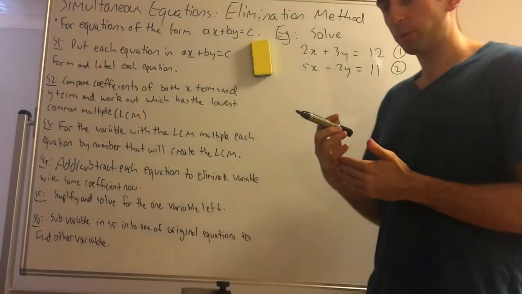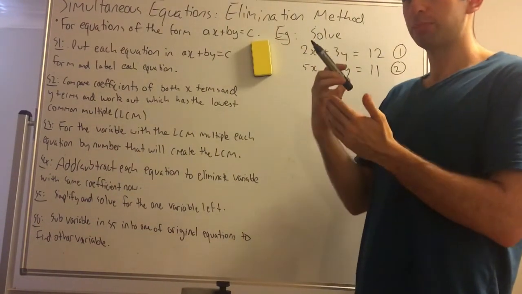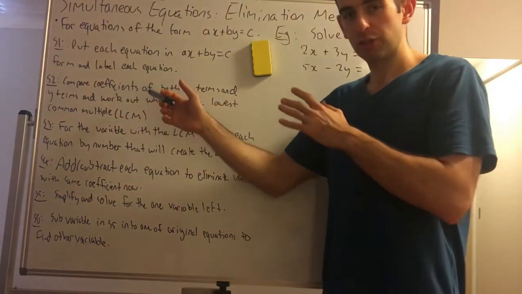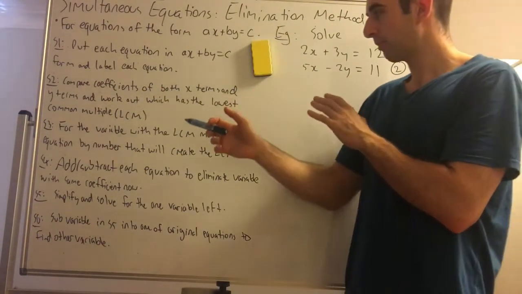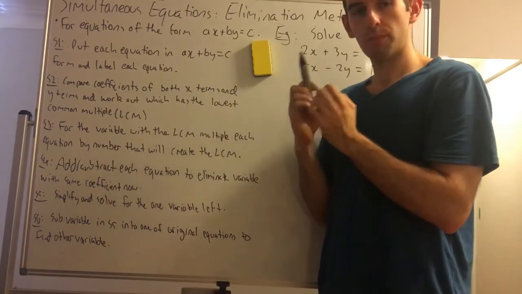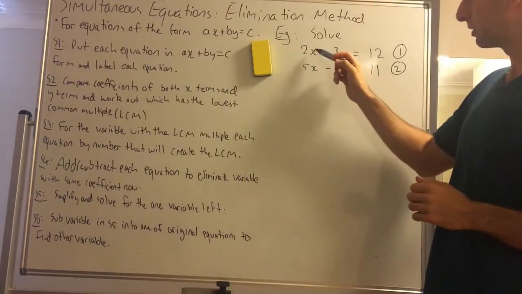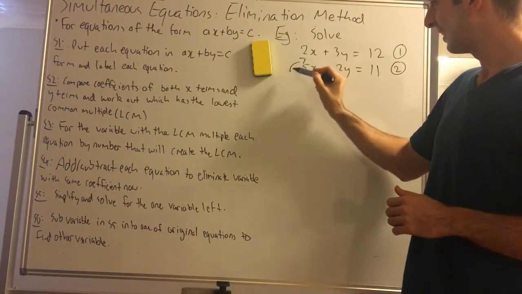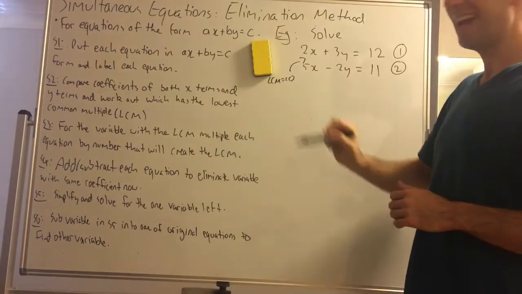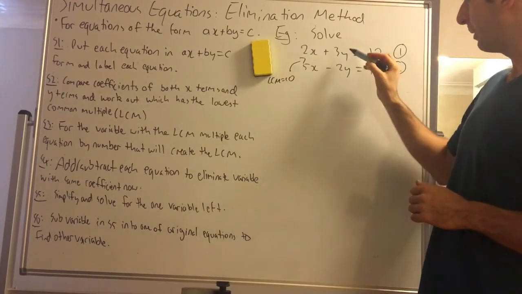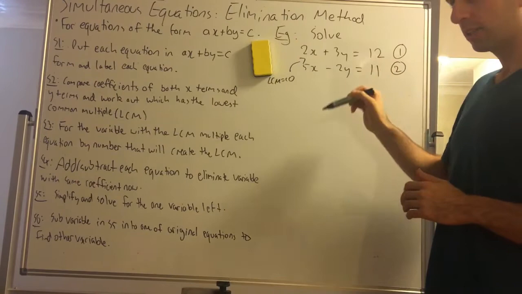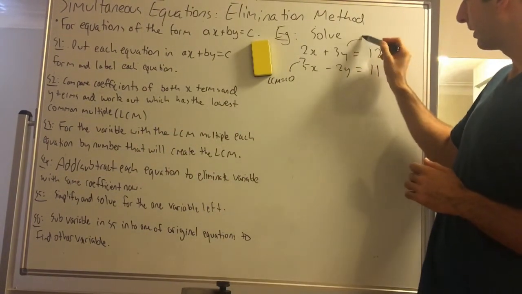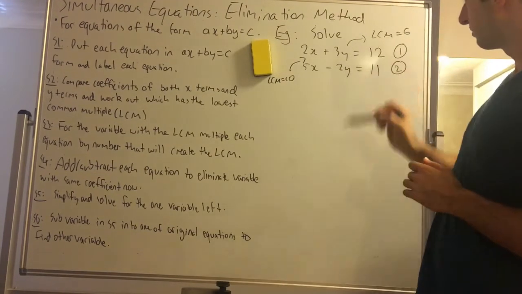Now, the elimination method works by eliminating one of the variables by adding or subtracting the equations. We compare the coefficients of both the x and y terms in each equation and work out the lowest common multiple. If you look at the x's, we've got 2 and 5, so the lowest common multiple is 10. Here we've got 3 and 2. Don't worry about the minus, because that comes into play with adding and subtracting. We're just worrying about the numbers. For 2 and 3, the LCM is 6.